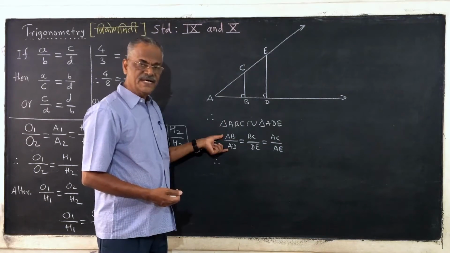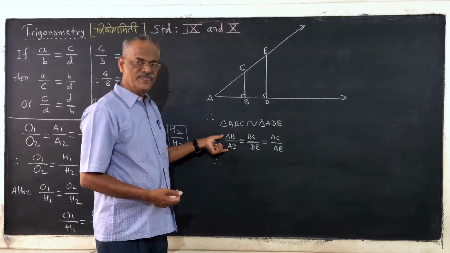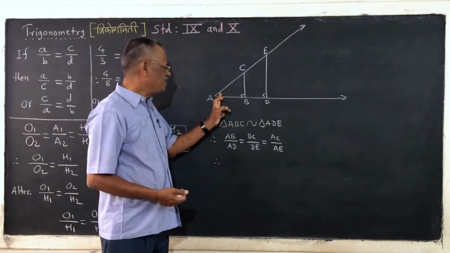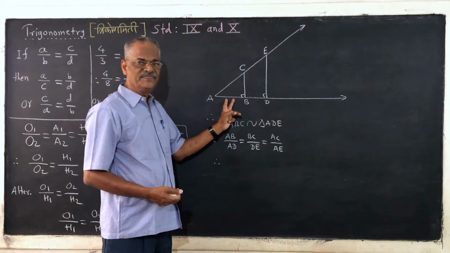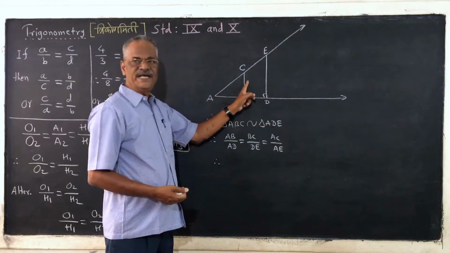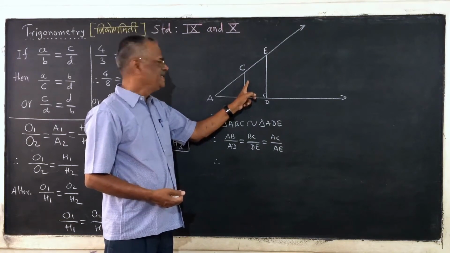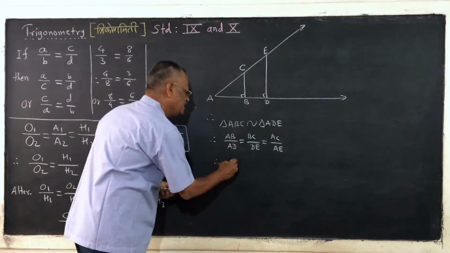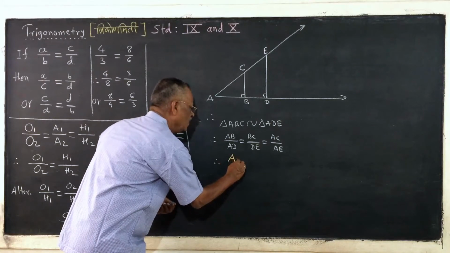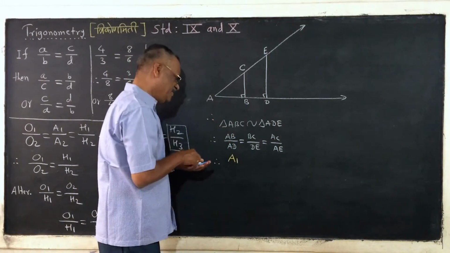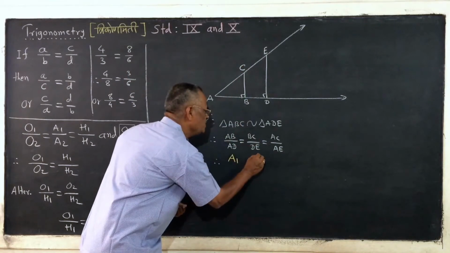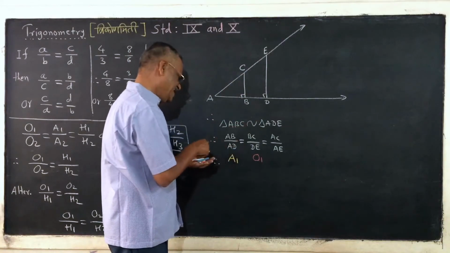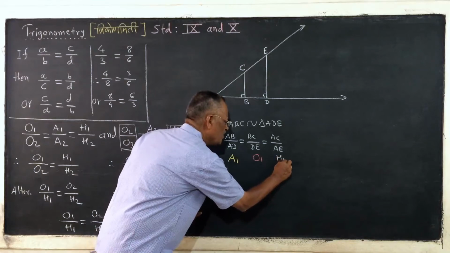We have written that corresponding sides are in proportion. After that, consider angle A. With respect to angle A, AB is the adjacent side, BC is the opposite side, and AC is the hypotenuse. So let us use AB, the adjacent side of triangle 1, and BC, the opposite side of triangle number 1. And AC, we can take as the hypotenuse of triangle number 1.